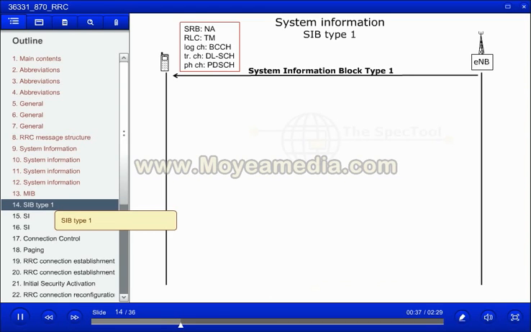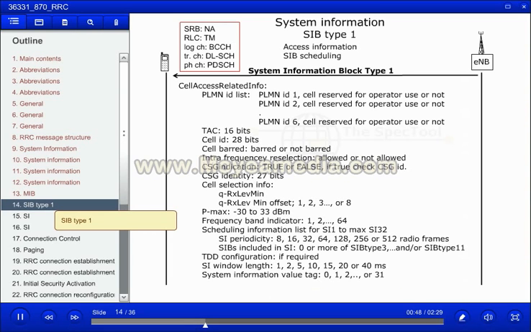SIB1 includes cell access related information such as PLMN identity for up to 6 different PLMNs, together with information if this specified cell for this PLMN is reserved for operator use or not. Tracking area code and cell identity. SIB1 also includes scheduling information such as SI window and for each system information message which SIBs are included, and the periodicity.